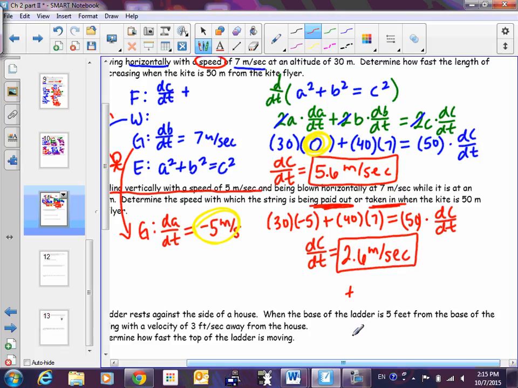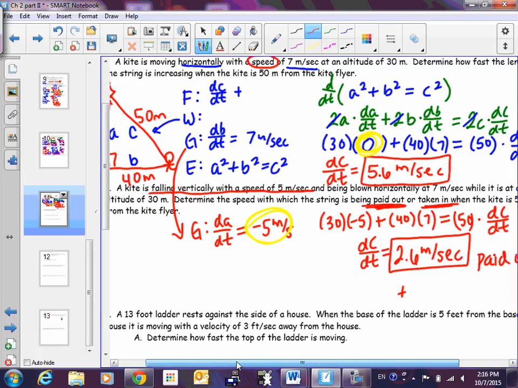Okay, what are we all getting? Hopefully 2.6, which is a positive number, so that tells us that the string is being paid out because there's more string. It's longer. It's getting longer at this time. Okay? So that's a kite problem. It's a pretty standard, pretty popular problem. And so is the ladder problem.